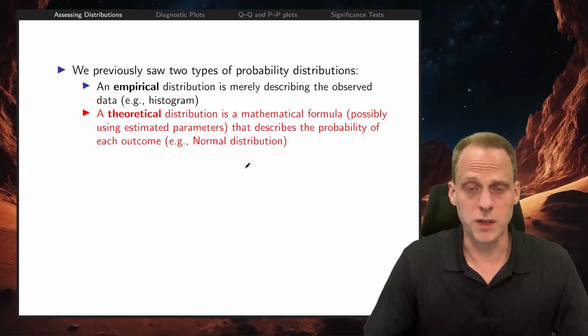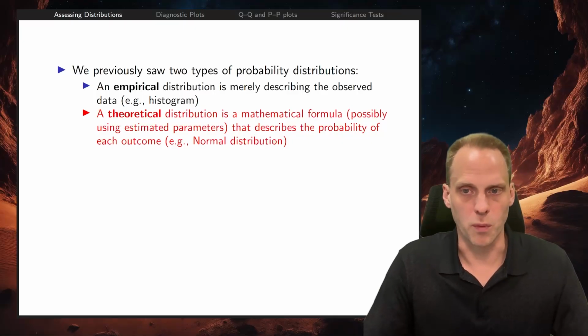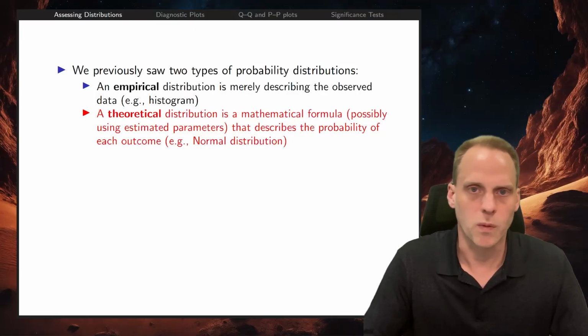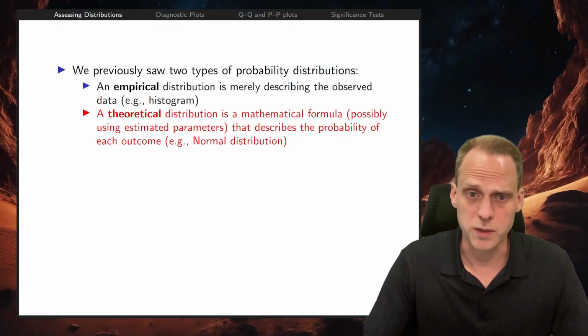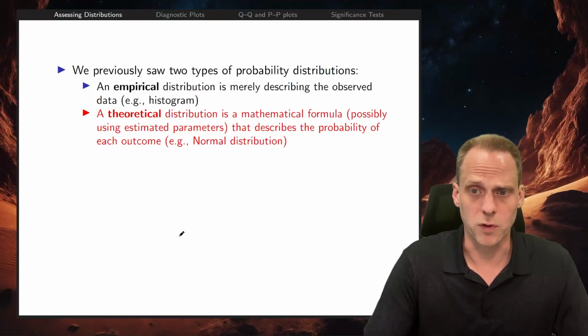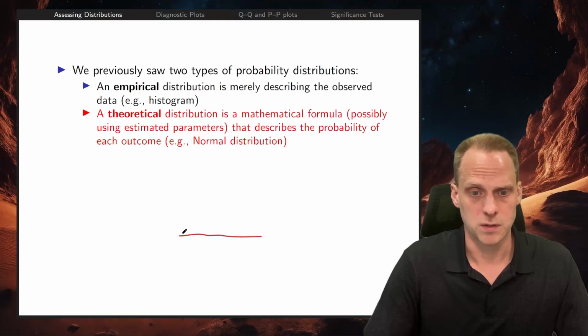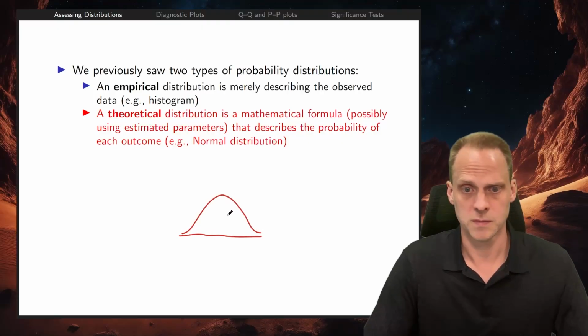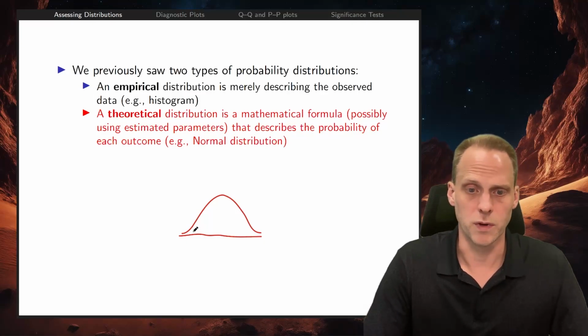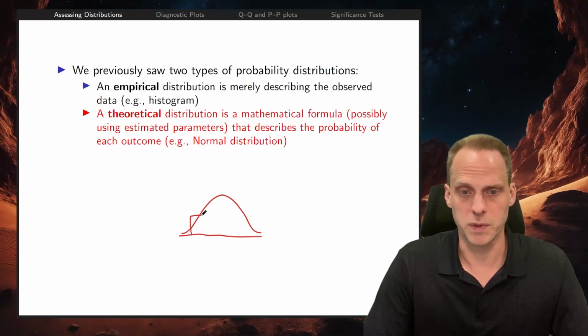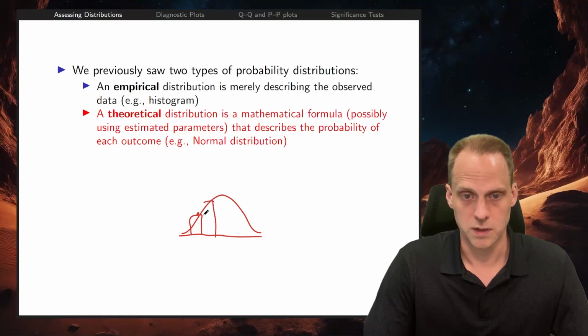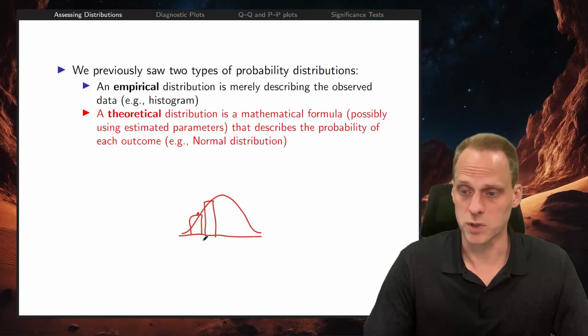And we have the theoretical distribution, which is some form of mathematical formula, which is actually quite complicated and not something I'll talk about, but some form of mathematical formula that describes the probability of each possible outcome. For example, this bell shape for the normal distribution, which describes roughly how high a bar would be in a histogram if we would make it around this area. For example, here or here, in case the normal distribution holds.